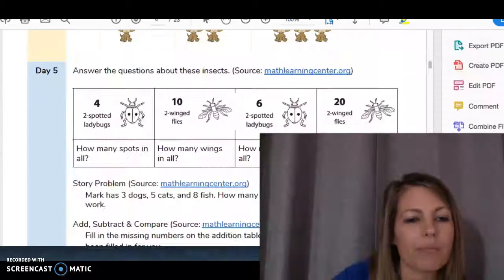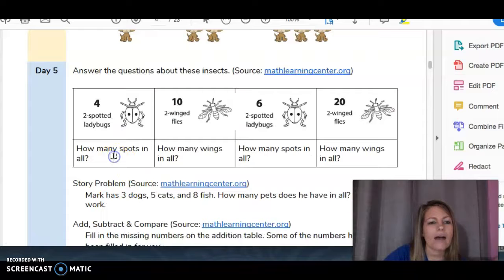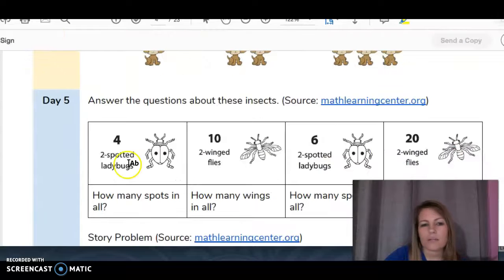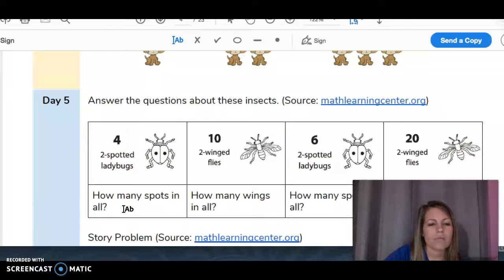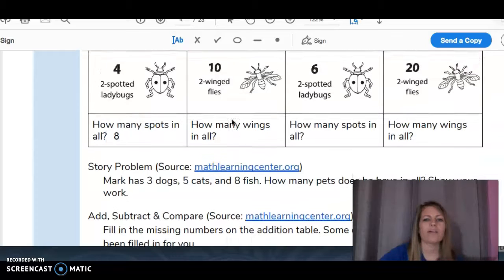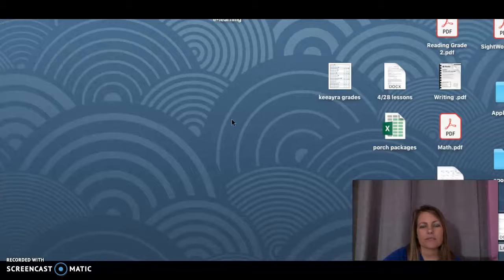So I'm going to go back to my worksheet. How many spots were there in all? There were, let's see if I can get my pencil here. There were 8 spots in all. All right, next question.